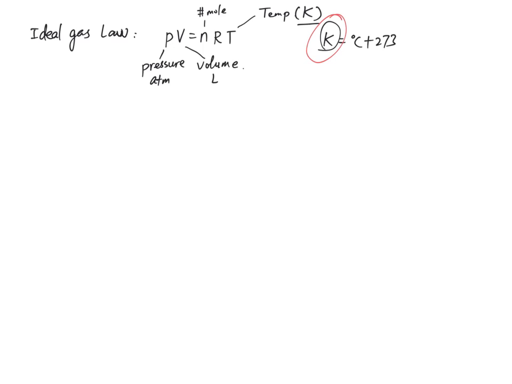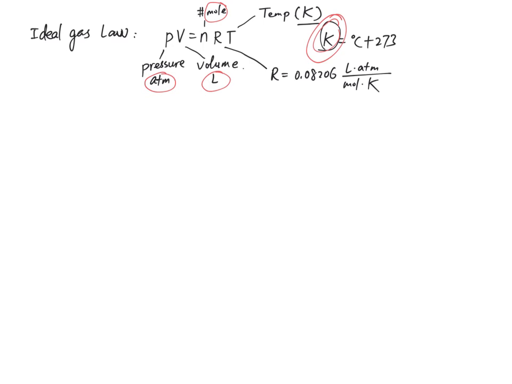Okay, and R here is the ideal gas constant. It has a set value, 0.08206, and it has the unit of liter times atmosphere over mole K. Well, you already know where these units are coming from. There's the atmosphere, there's the liter, there's the mole, there's the K.